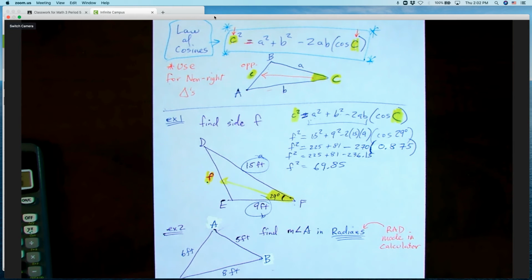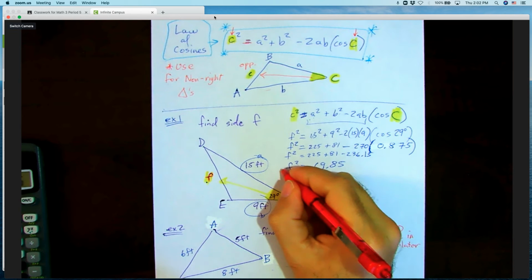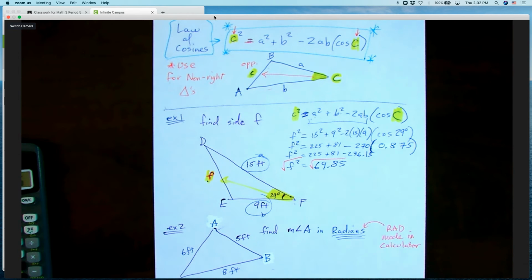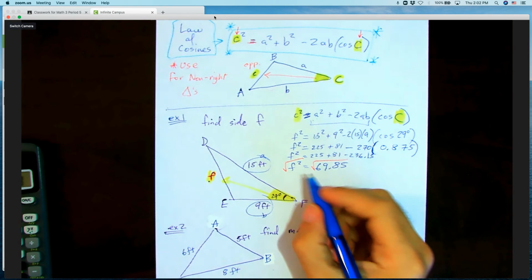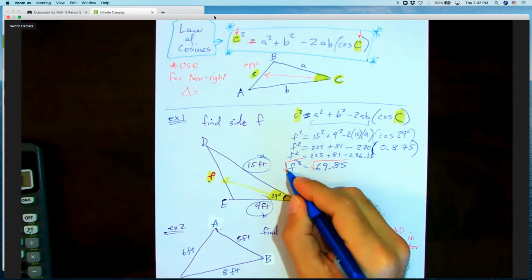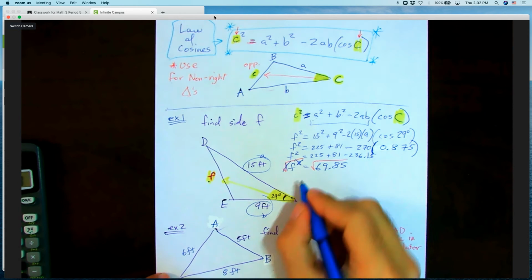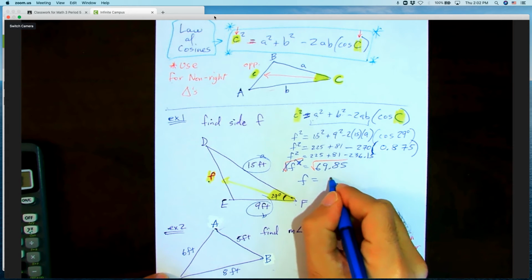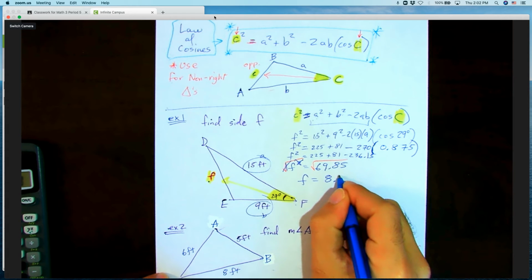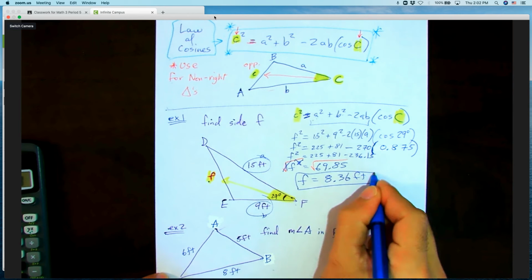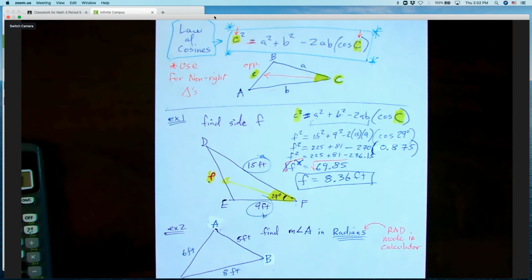All right, and then what we're going to do to find f instead of f squared, we're going to square root both sides. So I'm going to take that value I just had and go ahead and square root it. And my final answer, because these will cancel, so we're going to get f is equal to 8.36 feet. Done.